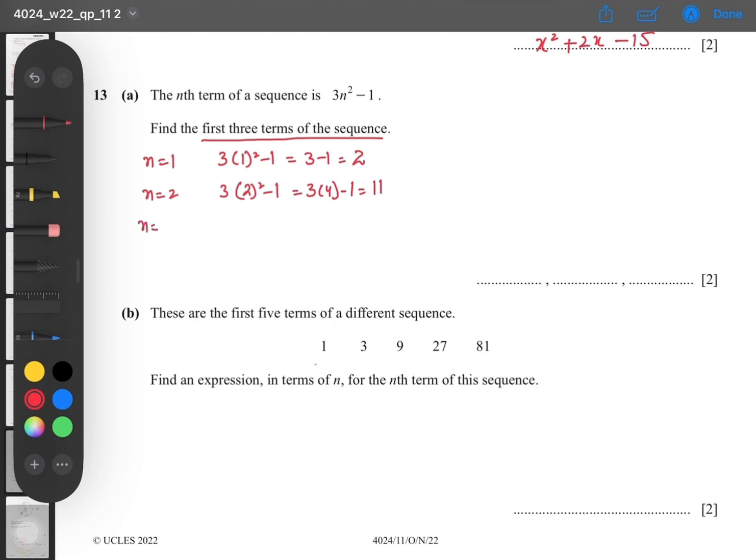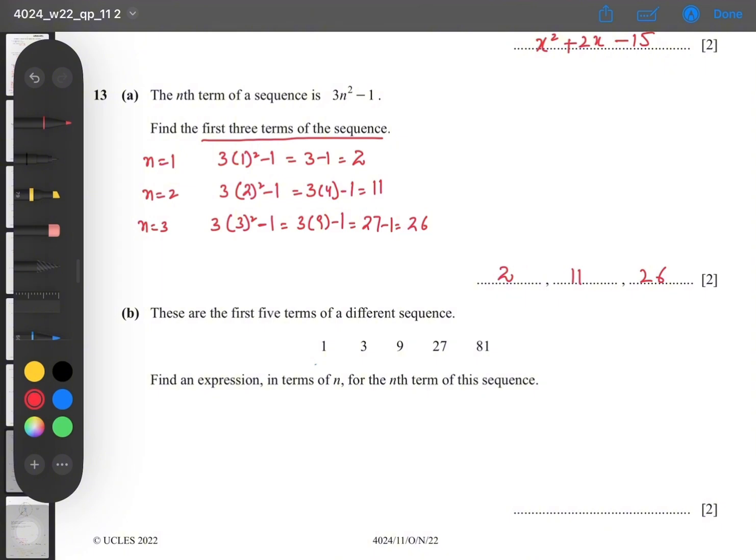For n is equal to 3. So it will be 3 times 3 squared minus 1 is equal to 3 times 9 minus 1 is equal to 27 minus 1 is equal to 26. So the numbers are 2, 11 and 26.